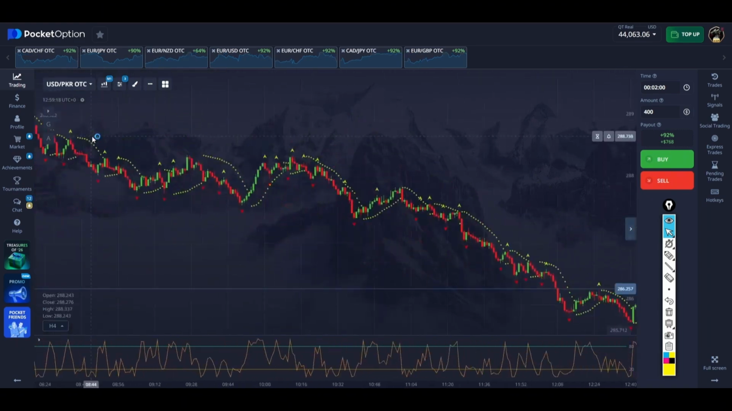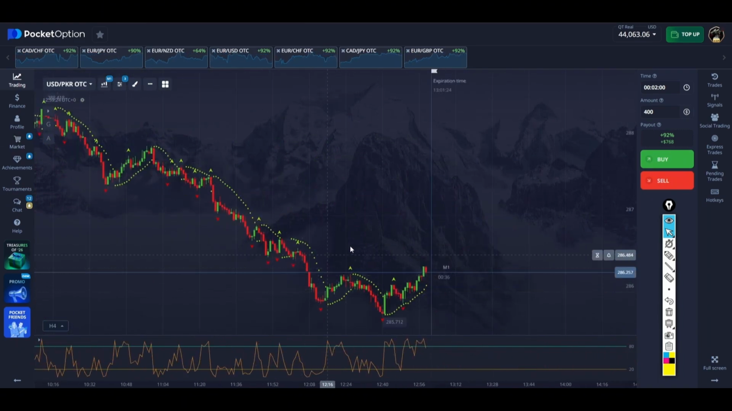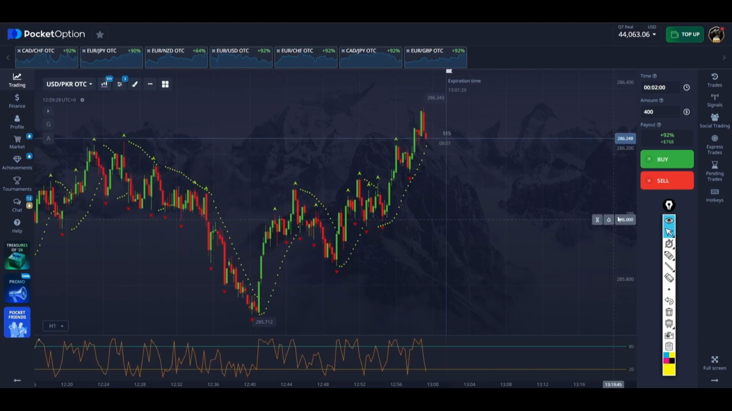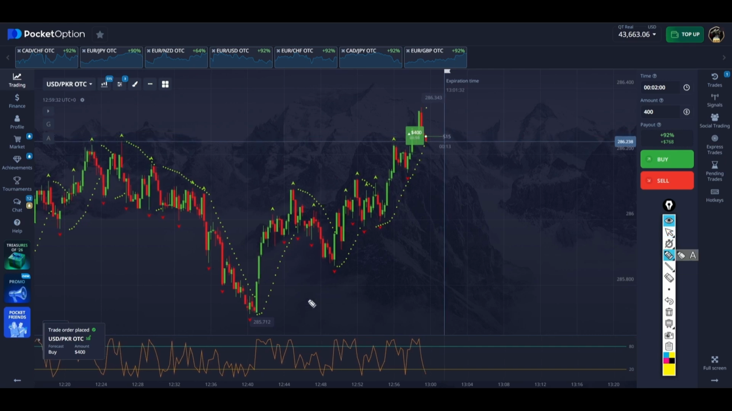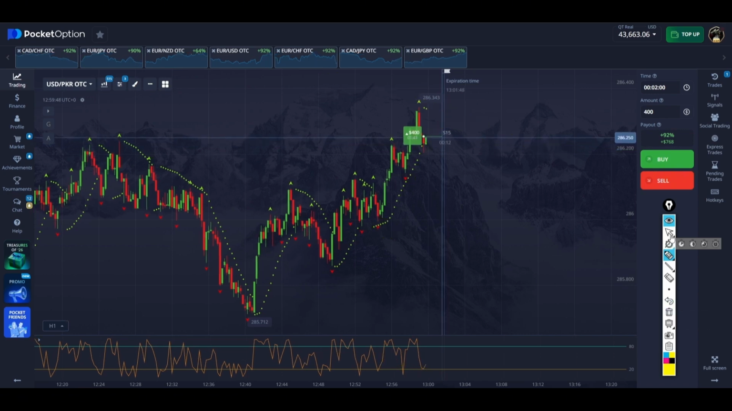There's an interesting setup on the US dollar Pakistani rupee pair. The overall trend is bearish, but I still see short-term room for price to move higher, which is why I'm entering a buy position here. We're currently seeing a bullish impulse, even though the broader trend remains bearish. Bearish fractals are present, so my expectation is that price will push slightly higher before resuming the downward move. Let's see how this trading idea plays out.